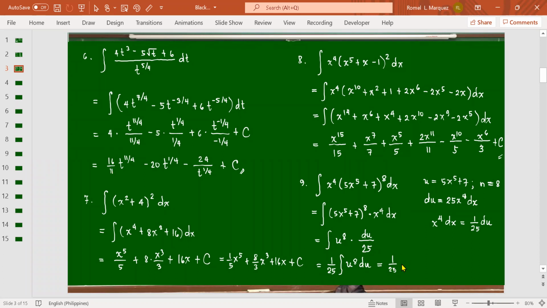So by the general power formula, what is that, children? u to the n plus 1 over n plus 1 plus c. Our n is 8, so plus 1, 9, no? Over 9. So finally we have what? 1 over 25 times 9. What is 9 times 25? 225. What is our u? 5x to the fifth plus 7 raised to 9, all over 225, plus c. Okay, very good.